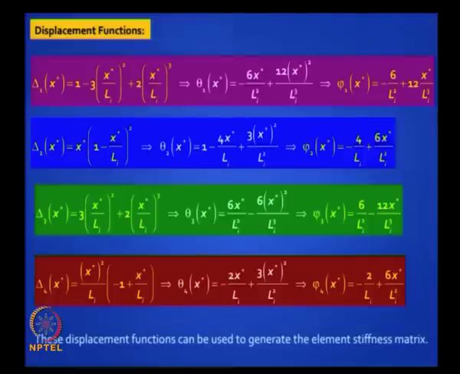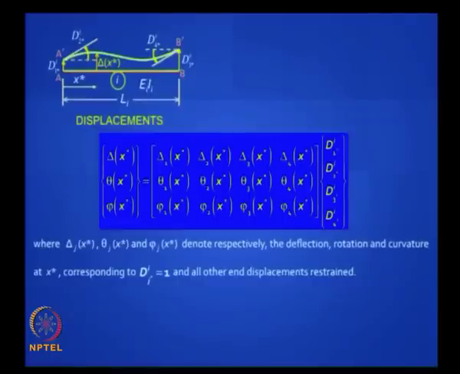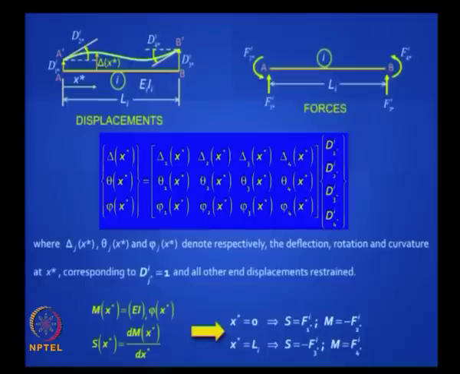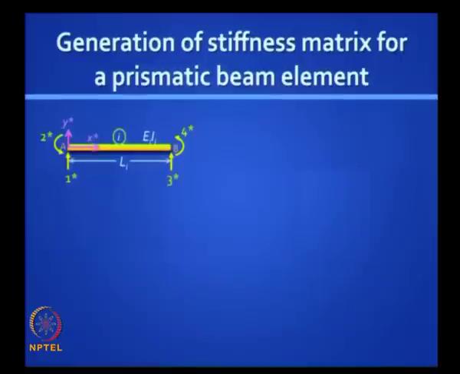These displacement functions can be used to generate the element stiffness matrix from first principles. How do we do that? We have these functions, and we have these relationships relating bending moment to curvature. Plug in those boundary conditions in terms of x star equal to 0: F1 star will give you a shear force, F2 star will give you a moment, and so on. So if you plug this in, you can actually generate the solution.